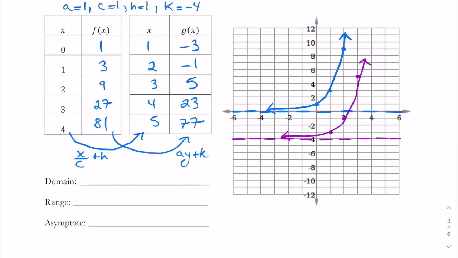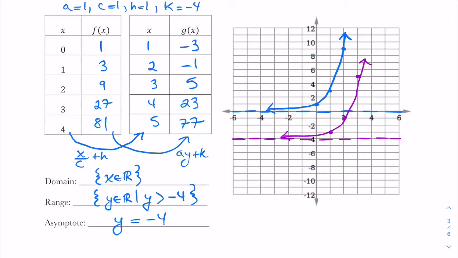So the domain, any exponential function will have the set of real numbers. Looking at the graph, the range of the transformation is the set of all y values that are greater than negative 4. And finally, the horizontal asymptote is just the line y equals negative 4. Recall, anytime you write y equals a number, that's a horizontal line that passes through that y value.